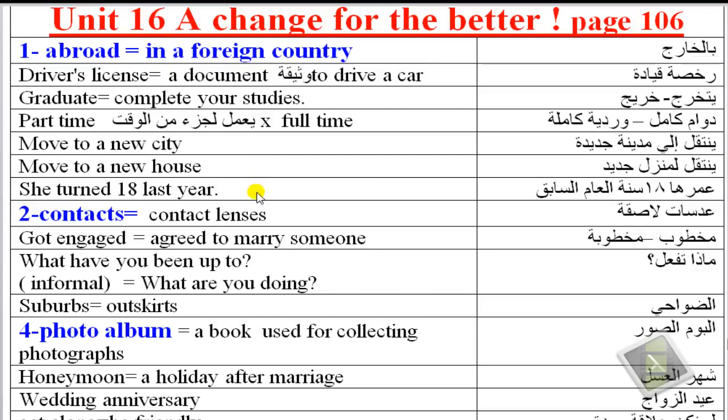Number 2. Contacts. British: contacts; American: contacts. Contact lenses. Contacts is a short, abbreviated word for contact lenses. Got engaged: in American English the T becomes a soft D between O and E. Got engaged means agreed to marry someone.